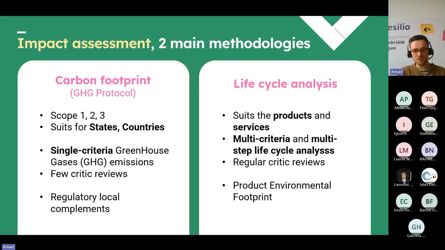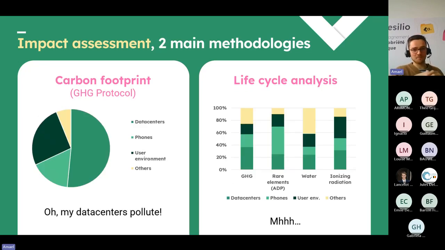And in the EU, we have the product environmental footprint, which is a bunch of standards to make it right. How does all of this look like? A carbon footprint looks often like a pie chart. So we want to know who is responsible for which percent of the pollution and draw a conclusion.